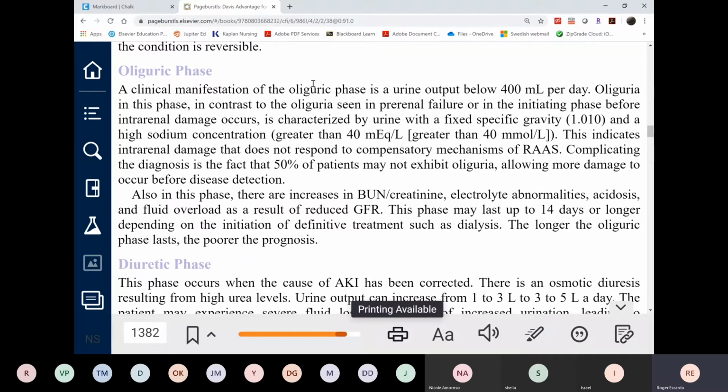So what will happen is they'll be here forever, because the CKD, the chronic kidney disease, remains here forever. They never recover. They stay oliguric for the rest of their life until they get a kidney transplant or until they begin hemodialysis or peritoneal dialysis.